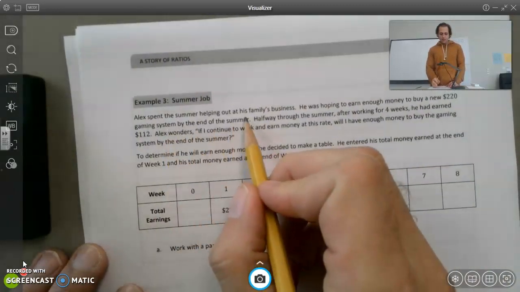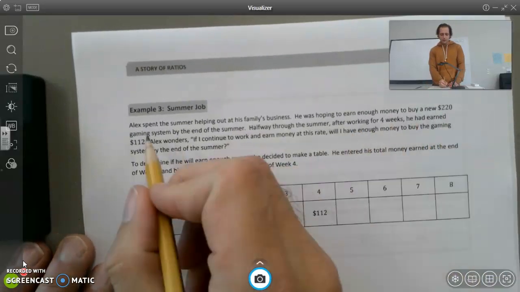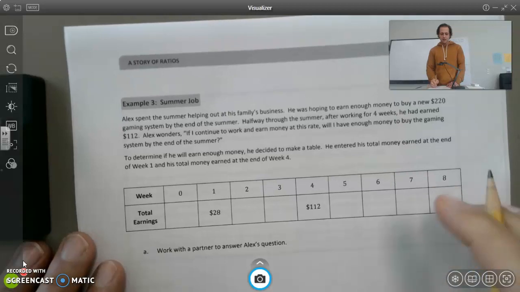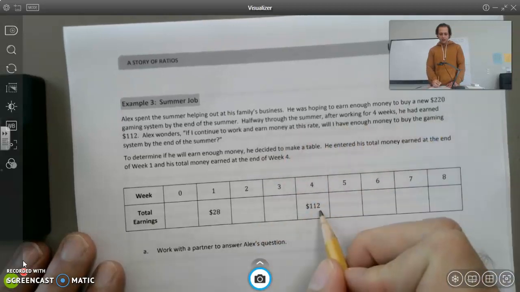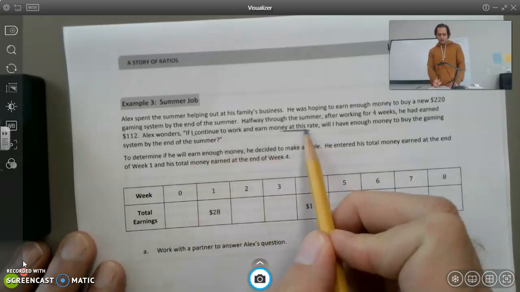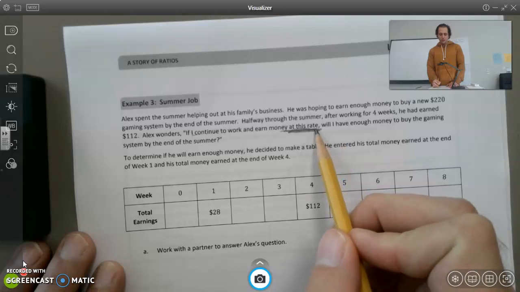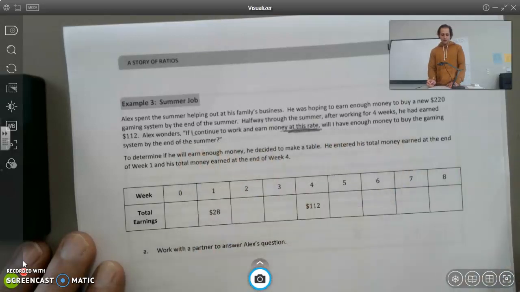Alex spent the summer helping out at his family business. He was hoping to earn enough money to buy a $220 gaming system at the end of the summer. Halfway through the summer, after working for 4 weeks, he had earned $112. If he continues to work and earn money at this rate, so we have a proportional constant rate, will he have enough money to buy the gaming system at the end of the summer?